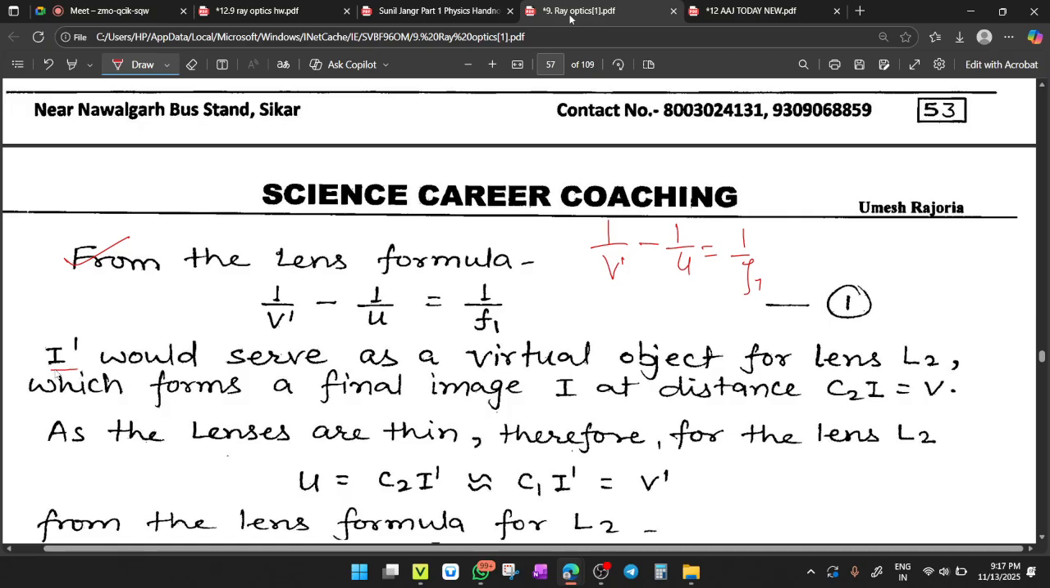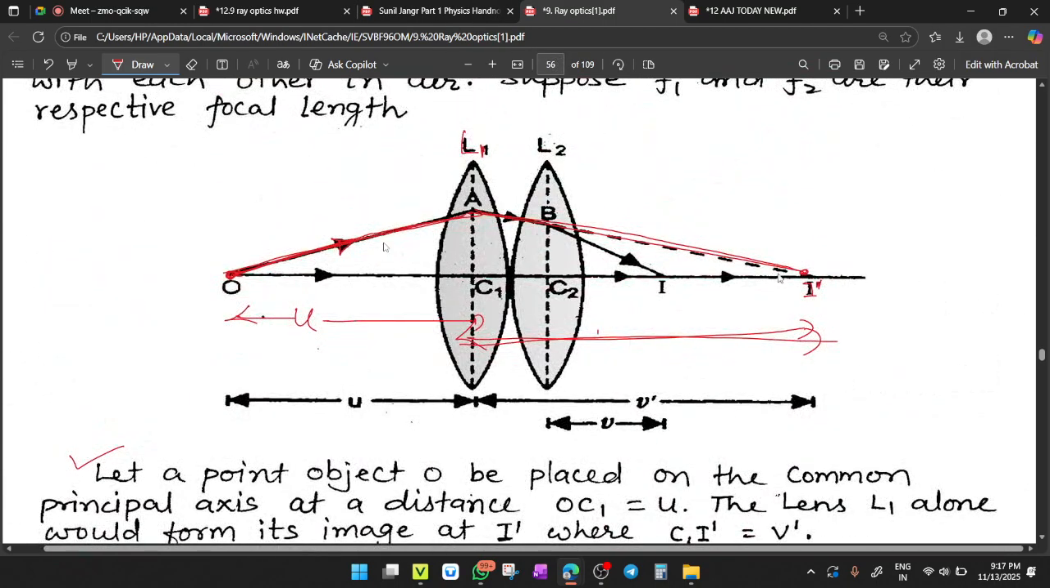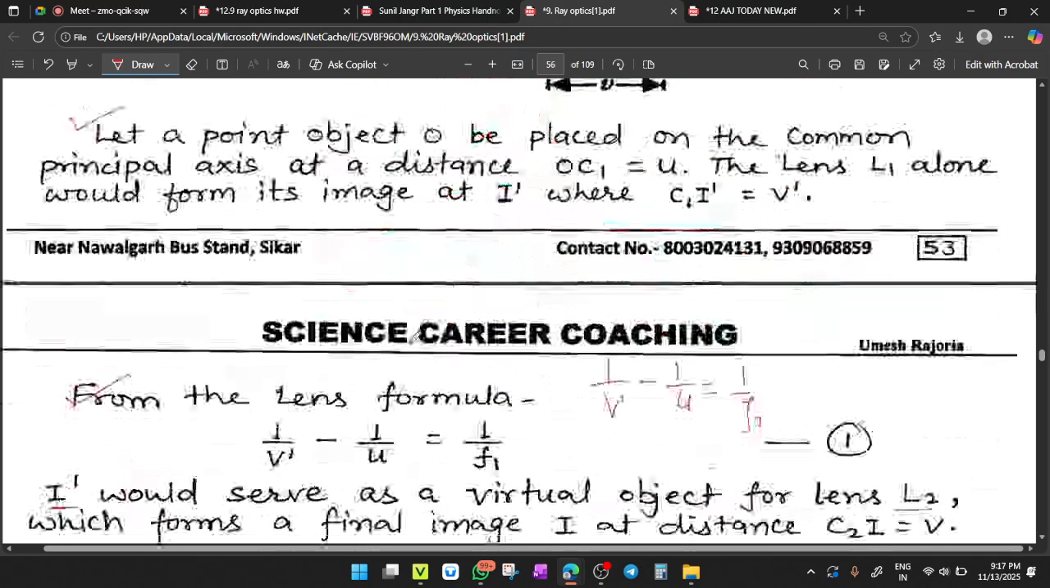Now I dash would serve as a virtual object for the lens L2. So this I dash works as an object for the second lens L2. For the second lens L2, this I dash works as a virtual object, and the final image I is its real image. Two refractions will be there. The first lens gives some convergence, then the second lens will also give some convergence, and your final image is I.